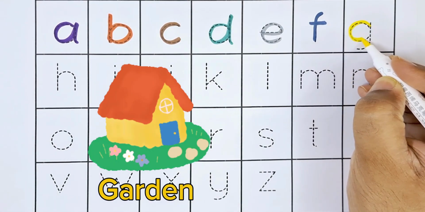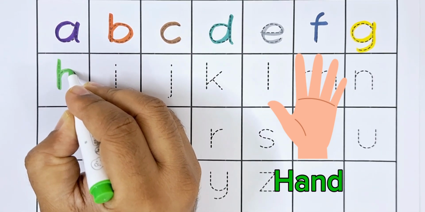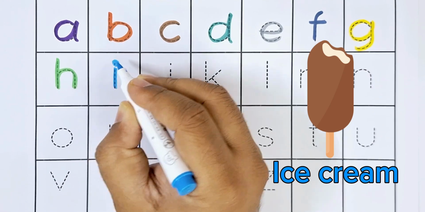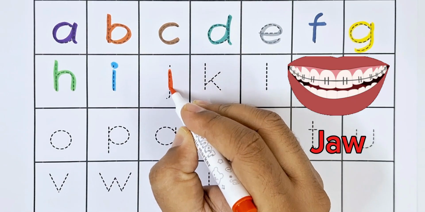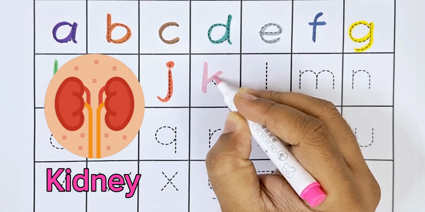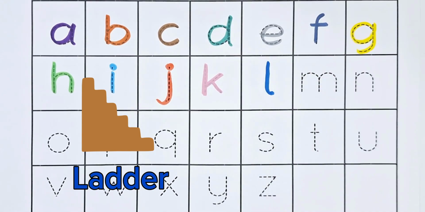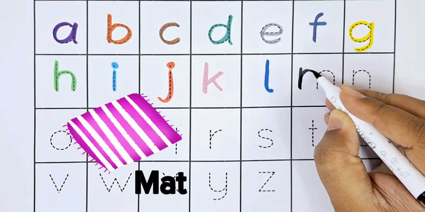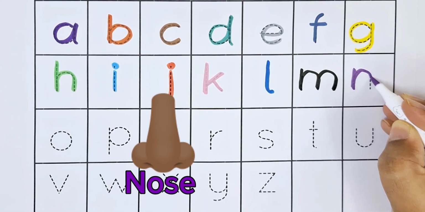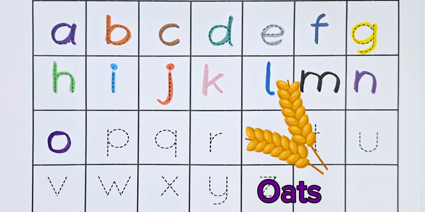G is for garden. H for hand. I is for ice cream. J is for jaw. K is for kidney. L is for leather. M is for mat. N is for nose. O is for oat.